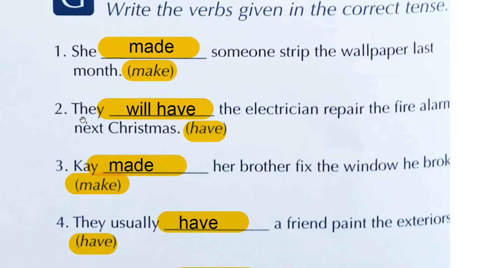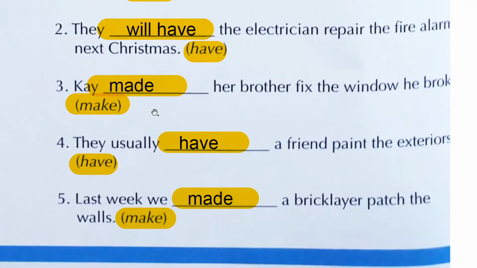Number 2, the electrician repaired the fire alarm next Christmas. In this case it says next Christmas, so it's future. They will have the electrician repair the fire alarm next Christmas. Now 3, Kay, her brother, fixed the window he broke. In this case, past, broke, so you have to write make in the past. Kay made her brother fix the window he broke.